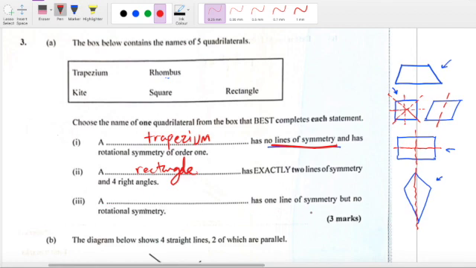Something has 1 line of symmetry but no rotational symmetry. Well, we could see that it'll have to be the kite here. It does have 1 line of symmetry, and if you spin it, it wouldn't really look like itself until it comes back. So I guess there is no rotational symmetry, right? And a trapezium has rotational symmetry of order 1, depending on if it's an isosceles or whatever, or trapezoid. So yeah, kite.